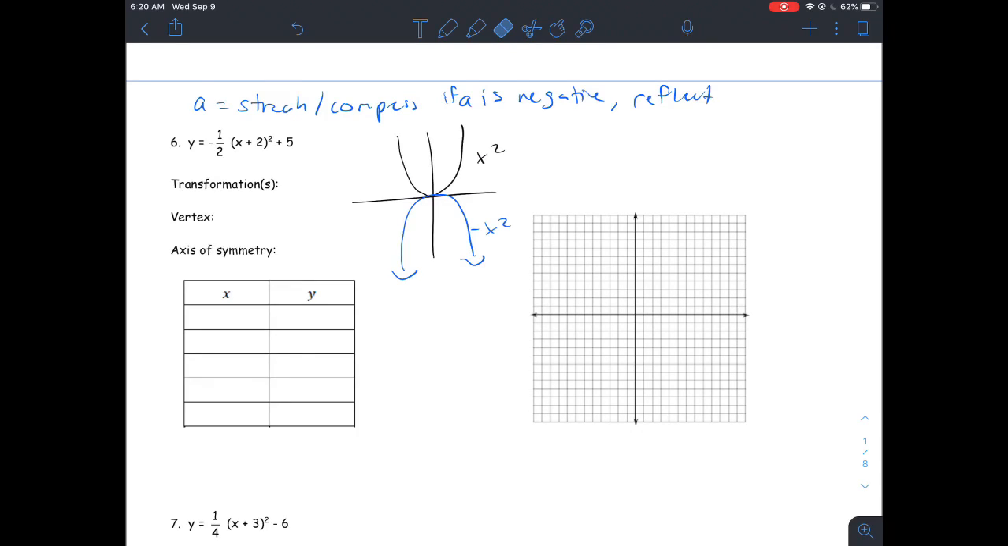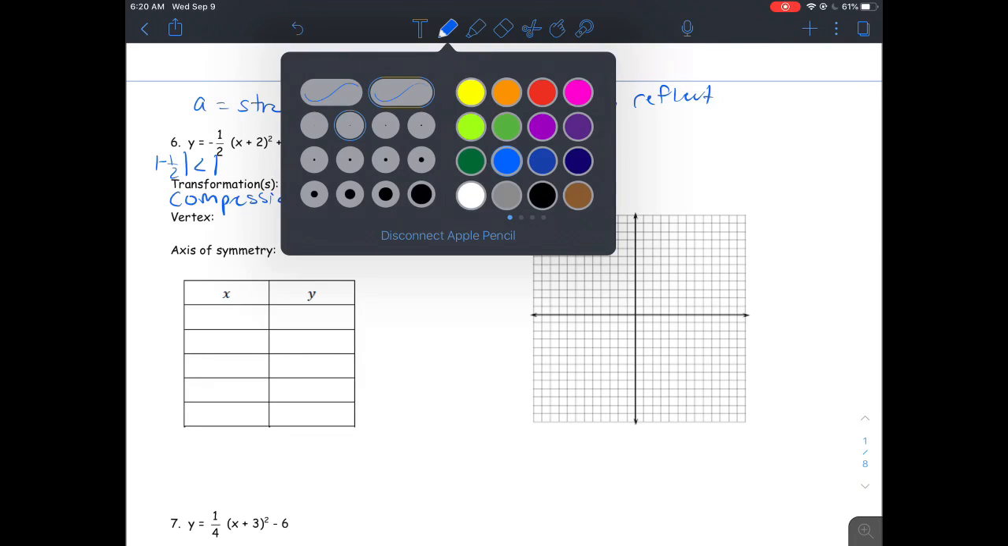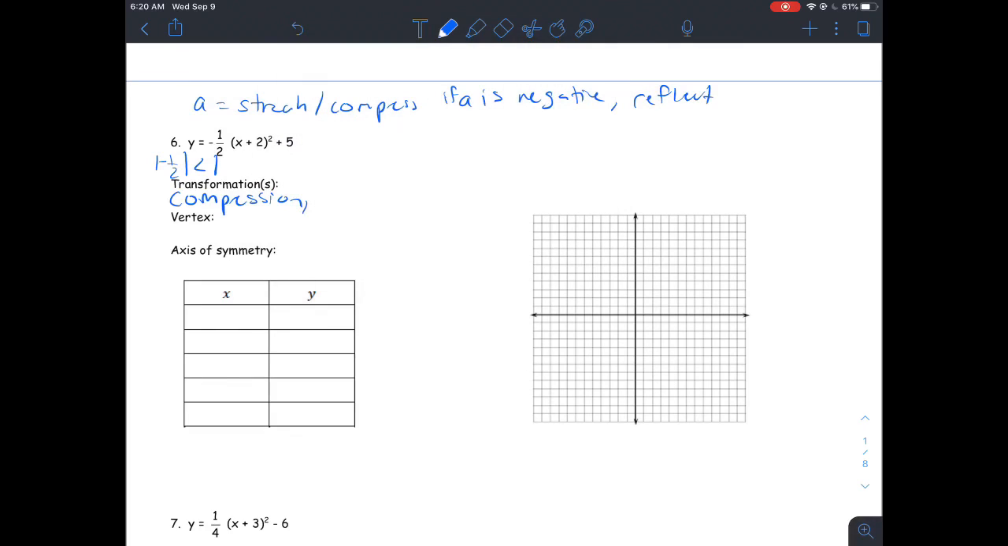So let's talk about the transformations. So we've got -1/2 as A. So first, let's check to see if we have a stretch or a compression. So -1/2, absolute value, this one is less than 1. So this one we have a compression, which means it's going to get wider. But then we also have a reflection, okay? The reason we have a reflection is because it's negative. So you could just say reflection over x-axis.